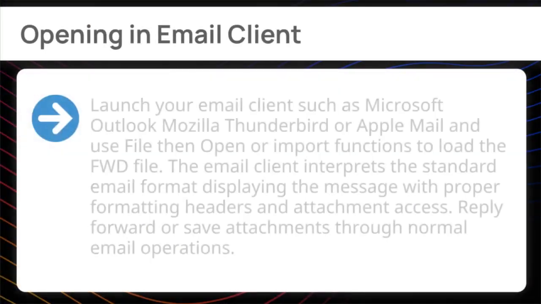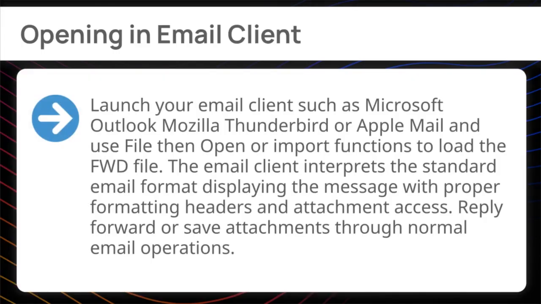First, opening an email client. Launch your email client such as Microsoft Outlook, Mozilla Thunderbird, or Apple Mail, and use File, then Open or Import functions to load the FWD file. The email client interprets the standard email format, displaying the message with proper formatting, headers, and attachment access. Reply, forward, or save attachments through normal email operations.